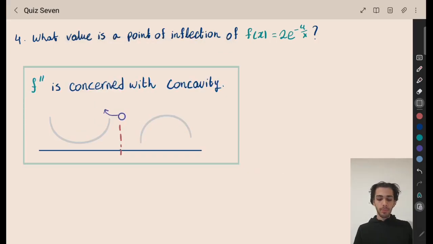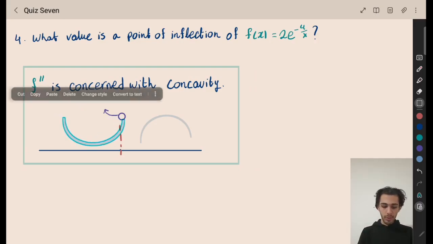And that is f double prime, so the second derivative, is concerned with concavity. More generally, the second derivative is just the derivative of the derivative. So it's the rate of change of the rate of change. And from finding out what the rate of change of the rate of change is, we can tell whether the function looks like this or looks like that.